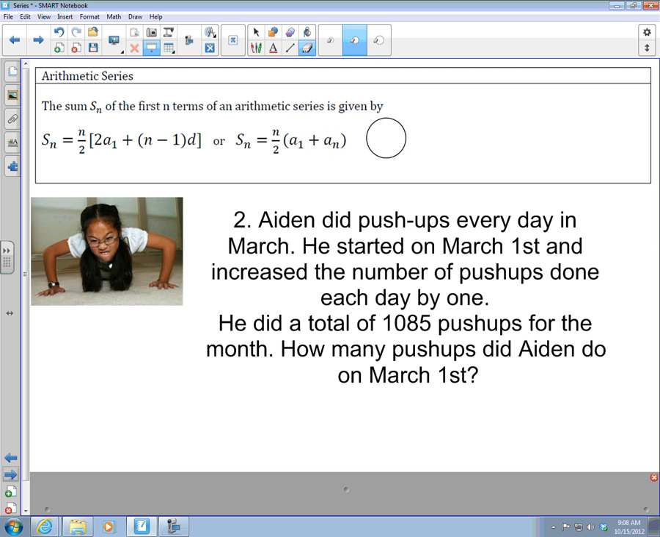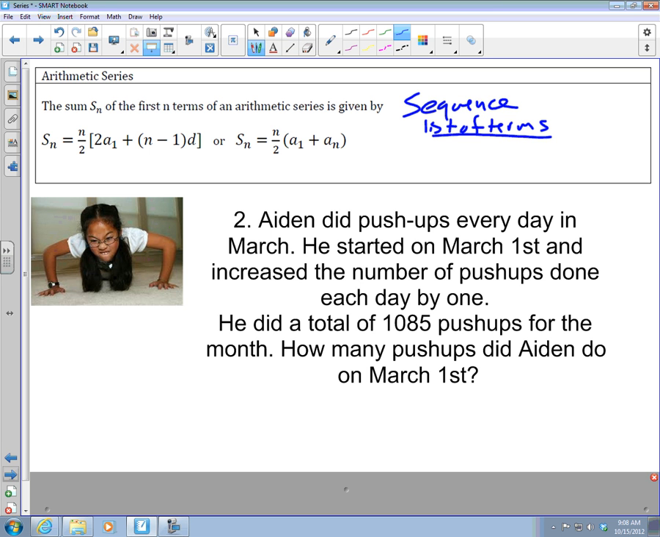Now there's a couple formulas we're going to use for these series. Series is a sum of a sequence. So just a little refresher here. Sequence is a list of terms. Something like 2, 4, 6, and 8. You're increasing by 2 each time. Just a list of terms.